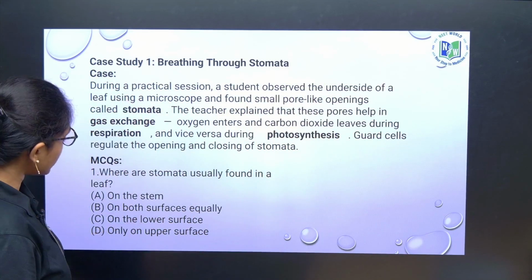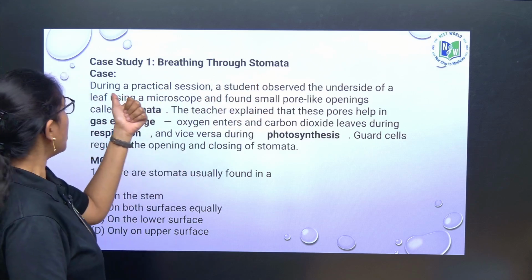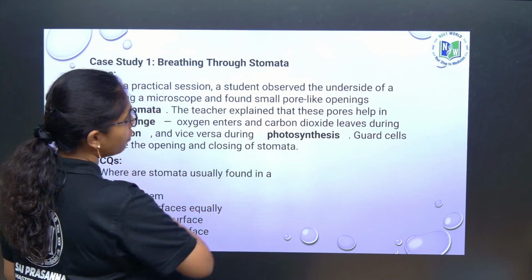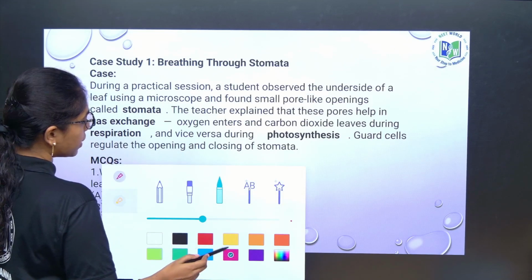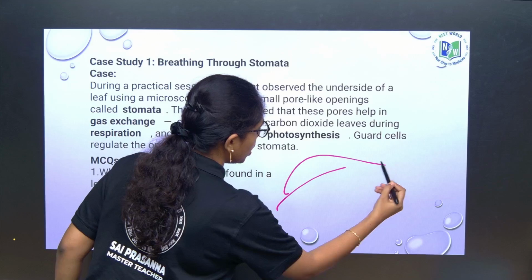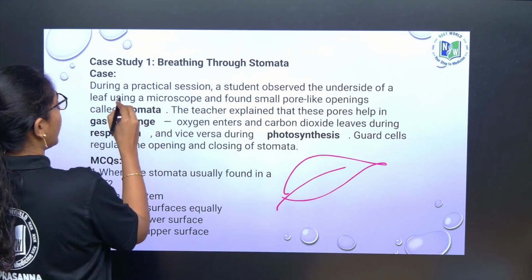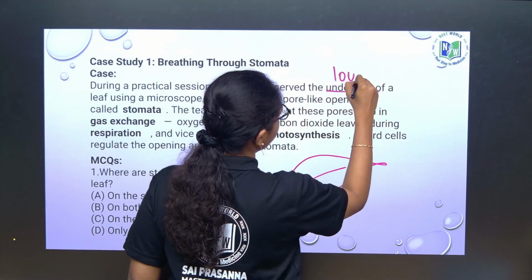So, first case study, if you see, beta, breathing through stomata. During a practical session, a student observed the underside of the leaf. Underside means what side, beta? If this is the leaf structure, underside means the lower side of the leaf. Okay, underside means which side he is saying? Lower side of the leaf.